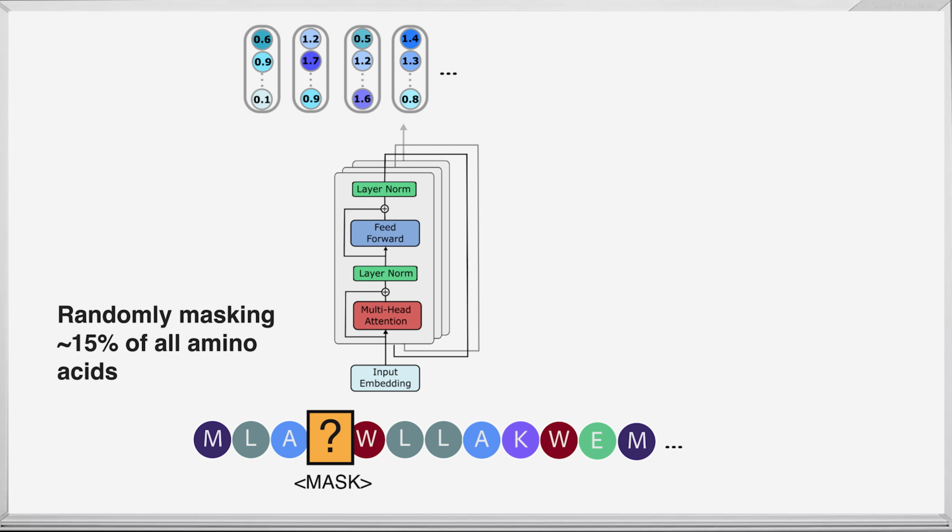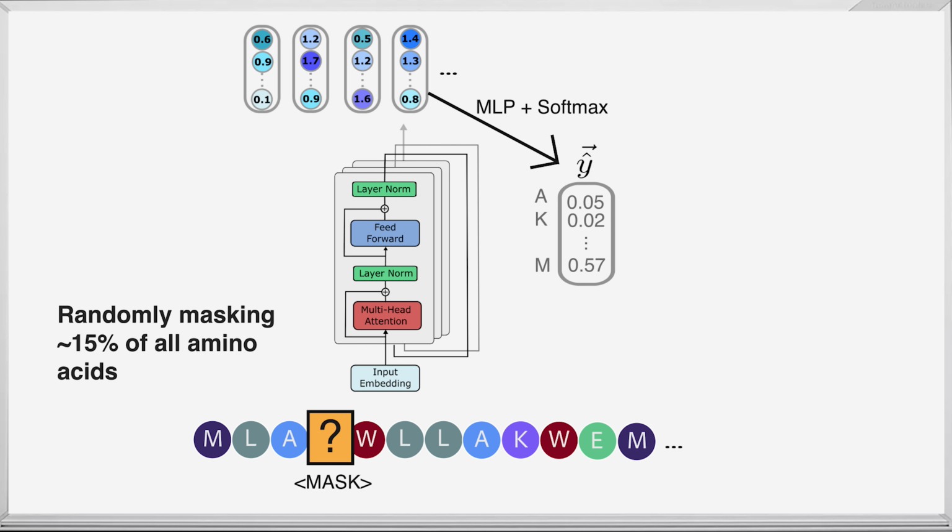ESM-2 has a special masking token in its vocabulary that tells the model that we don't know what the amino acid is at that position. We then train the model to predict what type of amino acid we have at the masked position. To do this, we can train a single layer neural network on top of the corresponding token representation, which outputs a vector with 25 entries, where each entry corresponds to one amino acid.